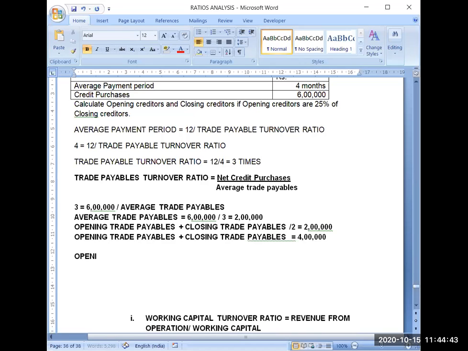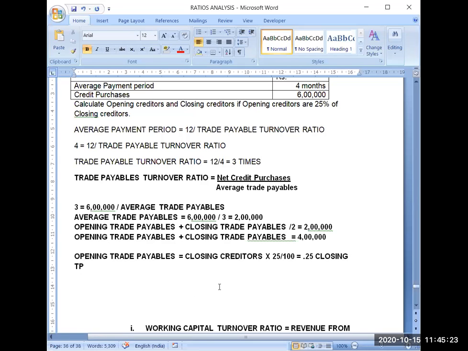So opening trade payables is equal to 25% of closing creditors. 25% of closing creditors. So it will be closing creditors multiplied by 25 upon 100. So that will become 0.25 closing creditors, or closing trade payables, we can say it.